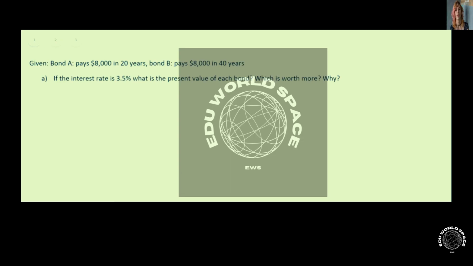Okay guys, this is chapter 27, problem 3. So in this question, we're given that there are two bonds. Bond A pays $8,000 in 20 years, and bond B pays $8,000 in 40 years. So the first part of the question is asking us, if the interest rate is 3%, what is the current value of the bond? So this is a net present value question.